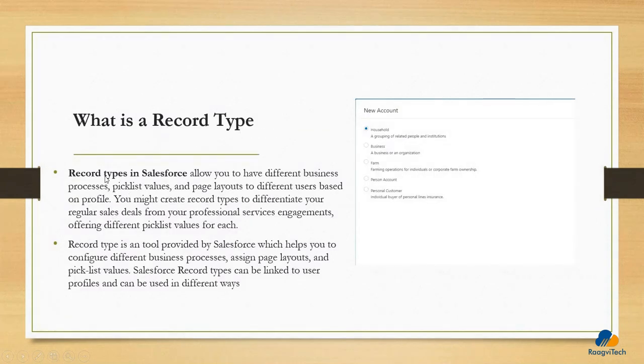What is a record type? These are the two definitions. Record types in Salesforce allow you to have different business processes, picklist values, and page layouts for different users based on profile. You might create record types to differentiate your regular sales deals from your professional service engagements, offering different picklist values for each. And the other, a record type is a tool provided by Salesforce which helps you to configure different business processes, assign page layouts, and picklist values. Salesforce record types can be linked to user profiles and can be used in different ways.